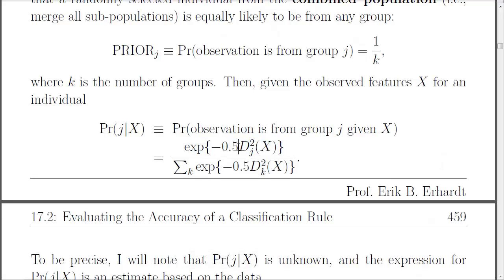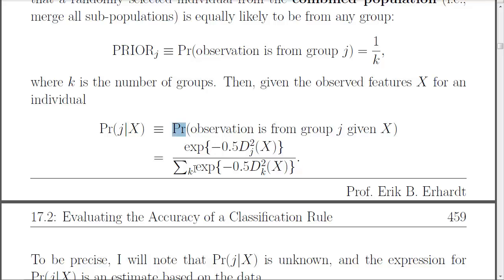Then we are going to divide by 2, take the negative, and then exponentiate, or have that be the power of the base of the natural logarithm, so e to that power. And that is going to be the numerator for this probability.